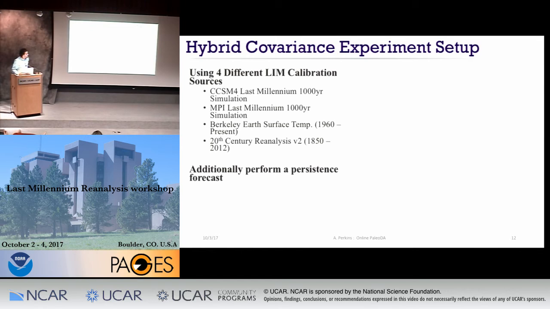So for the experiments that we ran for our study, we used 4 calibrations of a linear inverse model that spanned purely model to observational space.